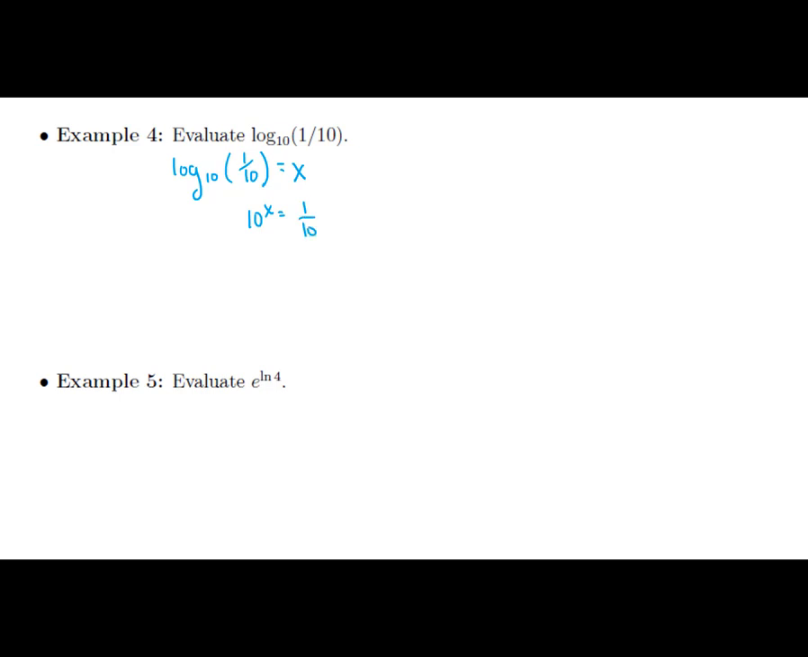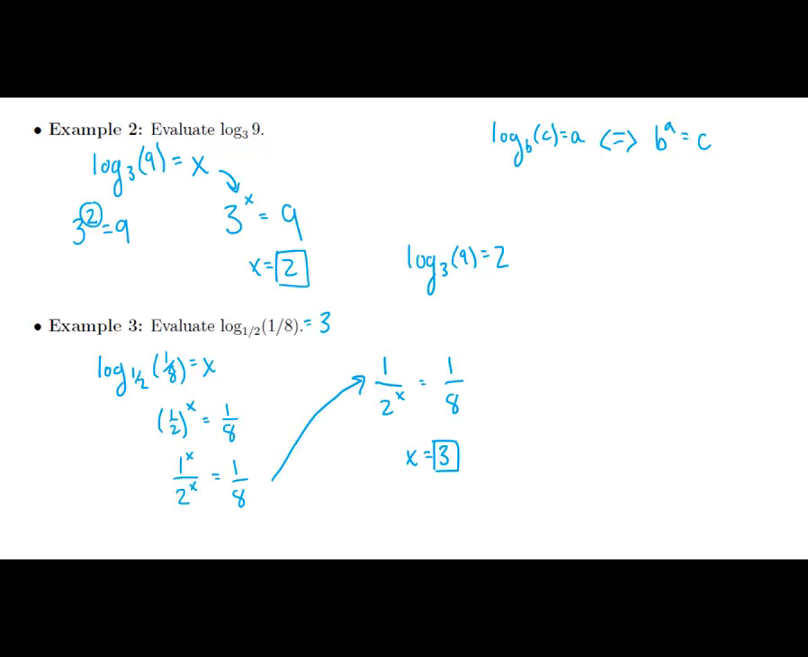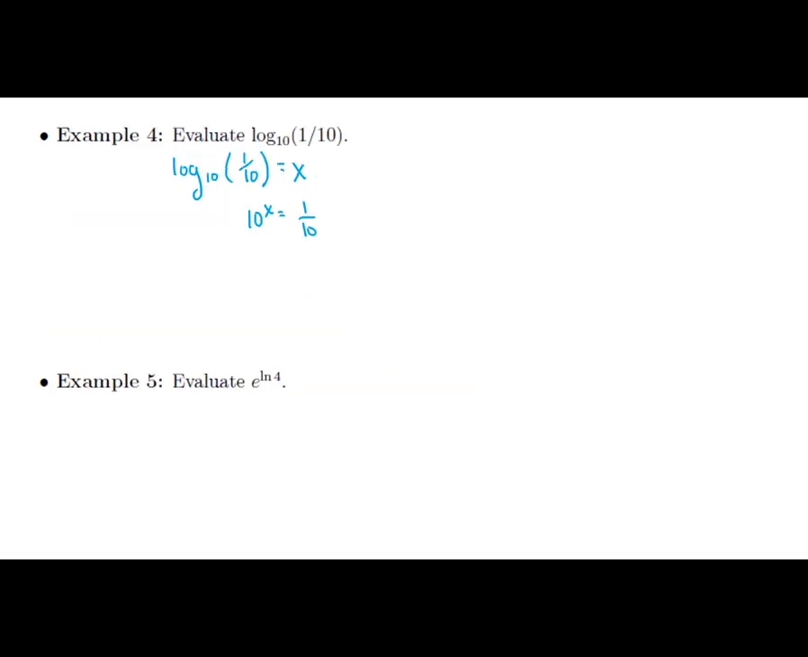Now, in the last two questions, we were able to look at these pretty easily and just see 3 to the second power is 9, 2 to the third power is 8. In this one, it's 10 to the x power equals 1/10. So if the answer's not immediately jumping out at you, what you want to do is make the bases on each side match one another.